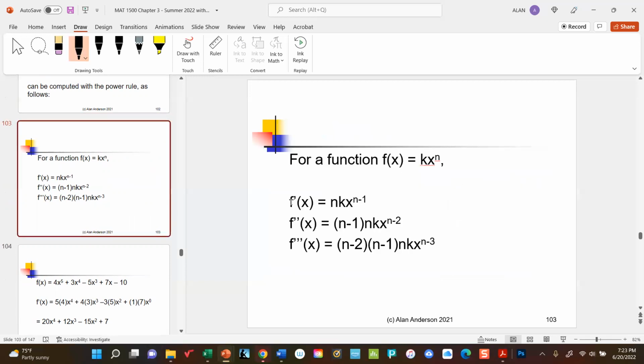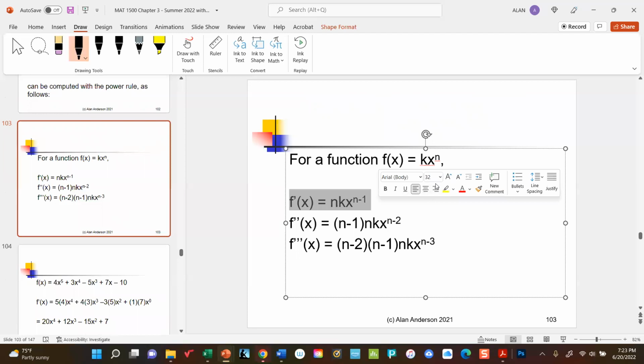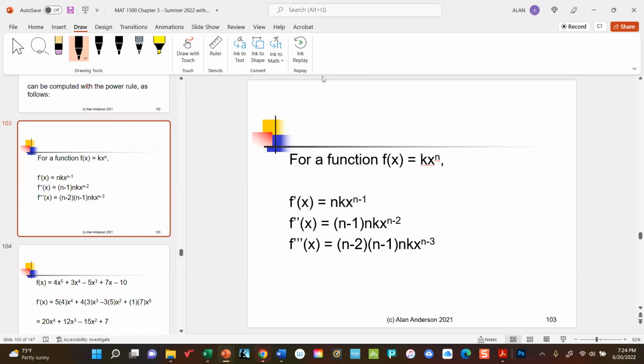So yeah, this is the one we know by heart. But if you notice, if we reapply the power rule, then we end up with n minus 1 coming down in the front times the existing values of nk, x to now the n minus 2, because we've subtracted 1 from the exponent. And then for the third derivative, well, now we bring the n minus 2 down in front of n minus 1, nk, and then x is now to the n minus 3 power.